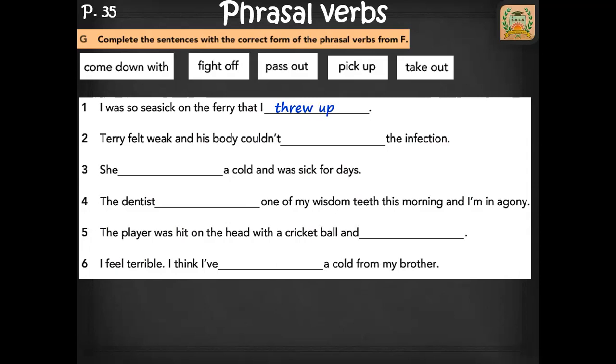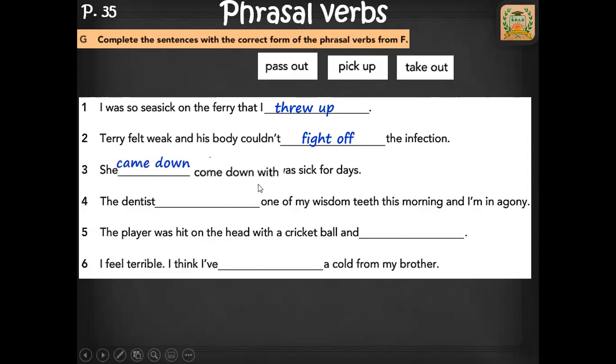Number two, Terry felt weak and his body couldn't fight off. Yes, that's great. Number three, she, a cold and was sick for days. A cold, does he say from whom or from what? No, that's why we are going to say came down with.